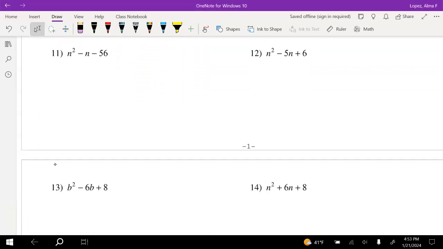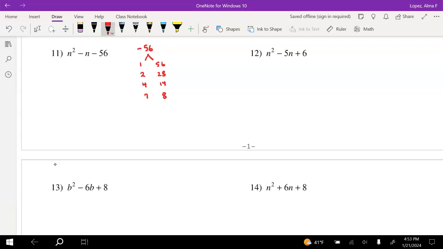On number 11, we have n squared minus n minus 56. We're going to take the negative 56 off to the side, and again, that's only because this is already in standard form. We're going to write down all the factors: 1 and 56, 2 and 28, 4 and 14, 7 and 8. Okay, and you can go through the process of using your calculator. Once you get two numbers that have no space between them, or really nothing in between them that will factor into it, you know you're finished.